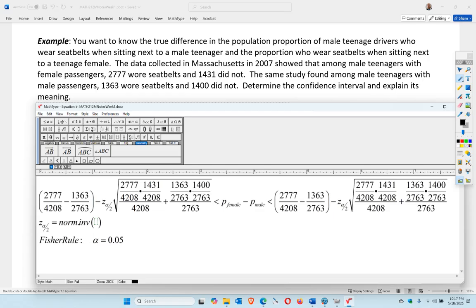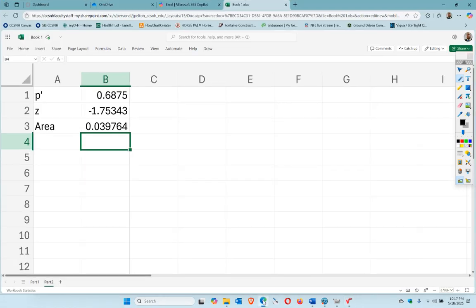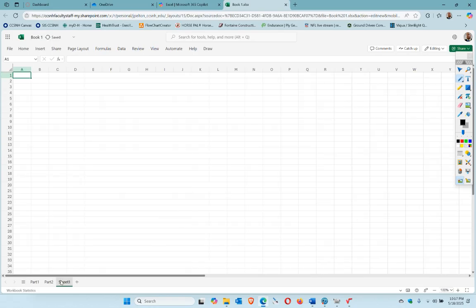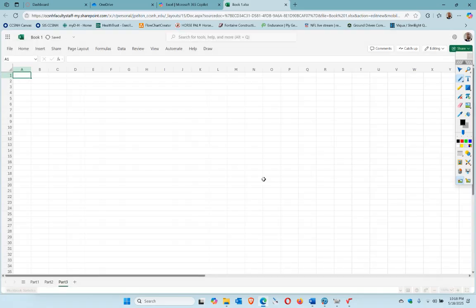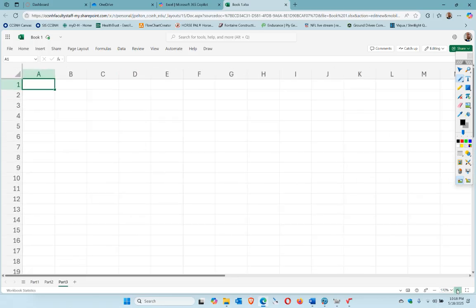So 5% is not confident, so half of that is 2.5. So if I add 2.5 to 95, I get 0.975. Okay, so that is my z value. All right, now I can put this into my spreadsheet. So the things I need in my spreadsheet, let's add another, rename this. We're going to go part 3. Okay, so we want, let's make this bigger, it's too small.